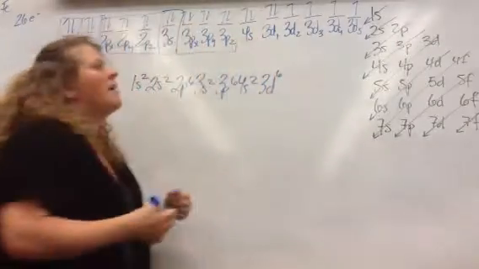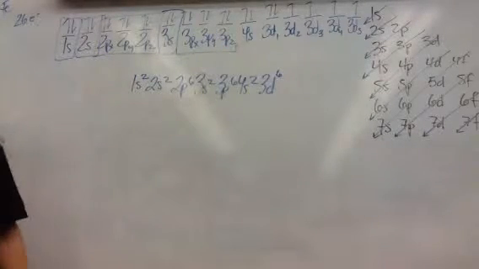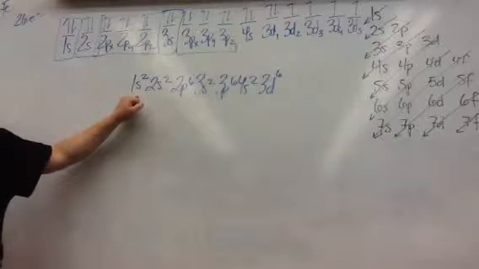6. Be careful. Do not say that this is 1s squared. It's not. It's 1s2. It means that there are 2 electrons on the 1s subshell. You writing this down?